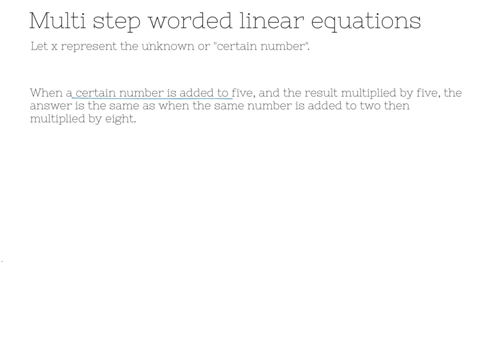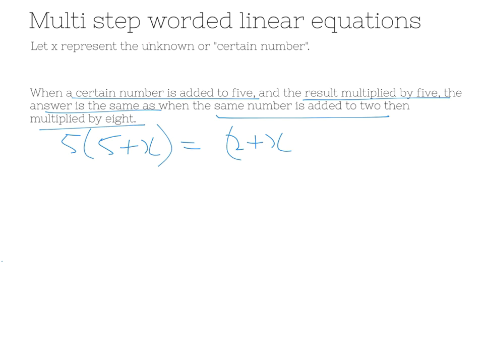A certain number is added to 5, so that's 5 plus x. The result is multiplied by 5. We put the 5 in front of the brackets. The answer is the same as, equals, the same number is added to 2. So that's 2 plus x, and then multiplied by 8. So we group it and put 8 times in front. We look for common factors, and since there are none, we just go 5 times 5 and 5 times x. 5 5s are 25 and 5x. And on the right, we go 8 times 2 and 8 times x. 8 2s are 16 and 8x.